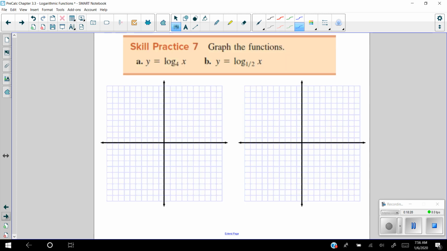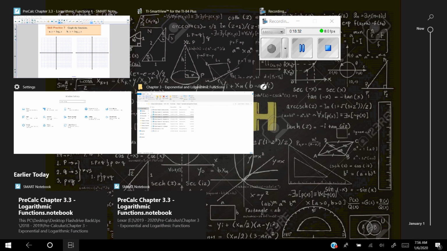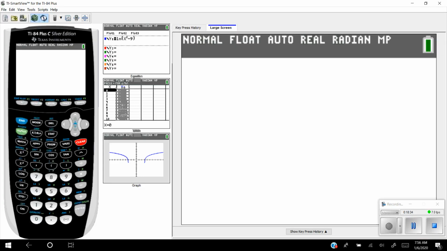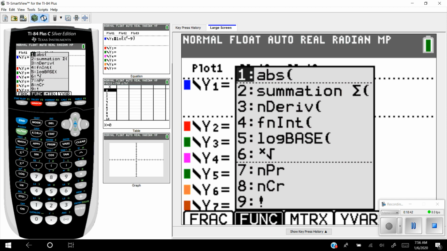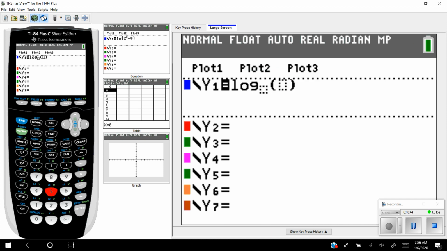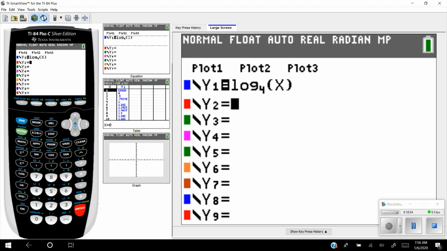Okay, so let's do this one, log base 4 of x. I'm going to go to my calculator. Y equals, clear out anything that's in there. And I'm going to go alpha, window, and it's number 5. And it was log base 4 of x. And then we go graph.